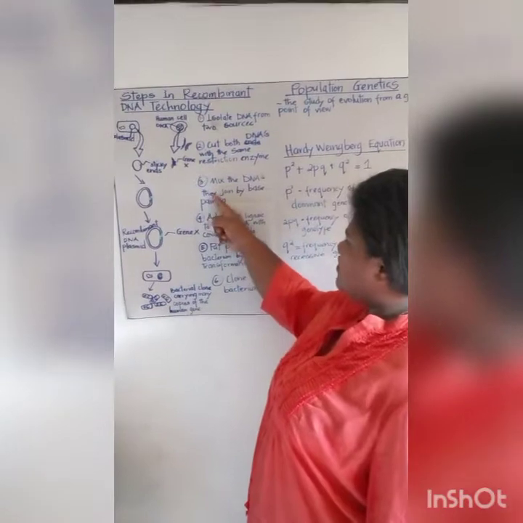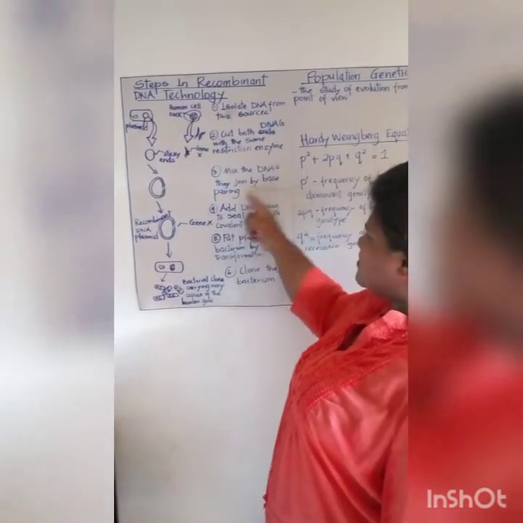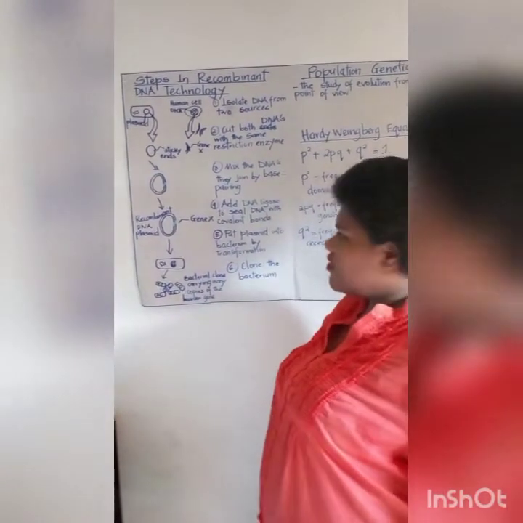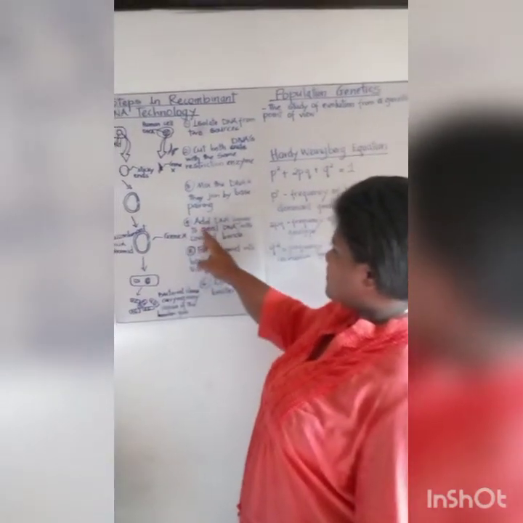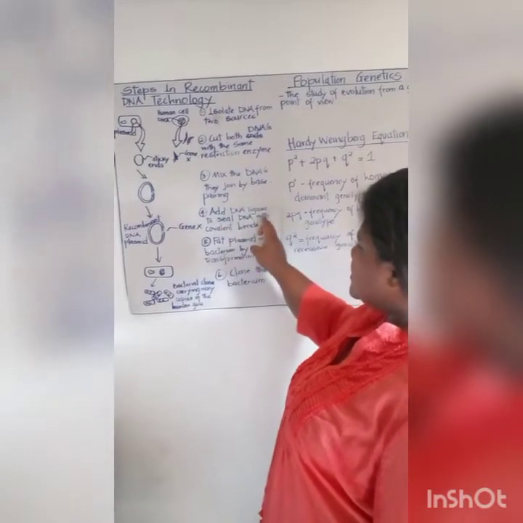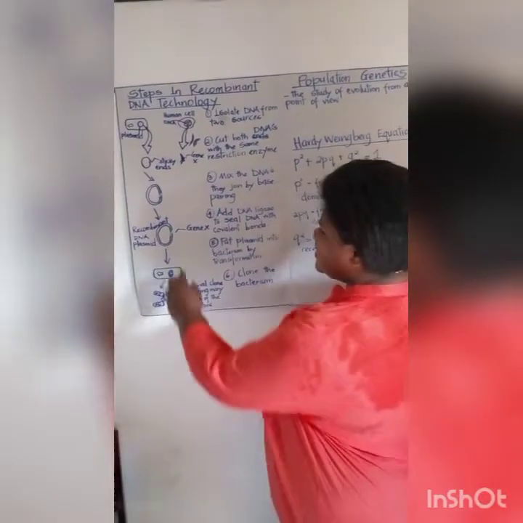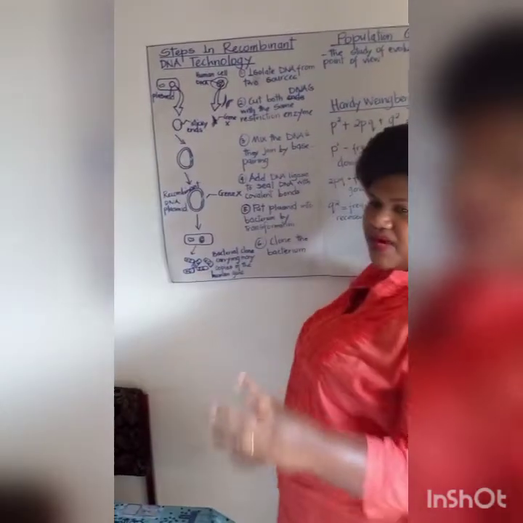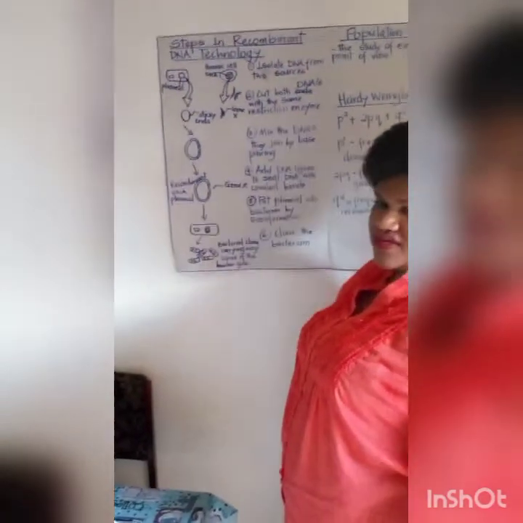Then the third step is to mix the DNAs, and they join by base pairing. Then we have to mix them and join them. Then the fourth step is to add DNA ligase to seal the DNA with covalent bonds. This is the DNA ligase which seals that open part in the DNA.